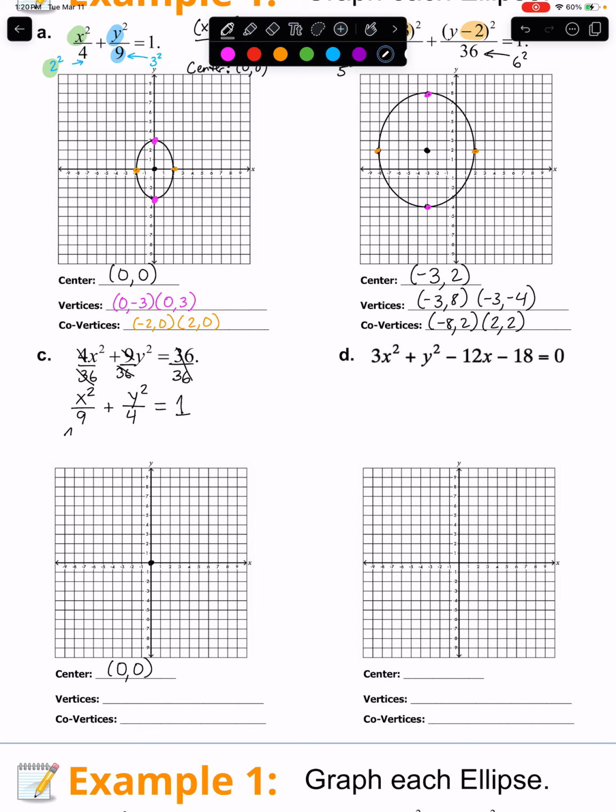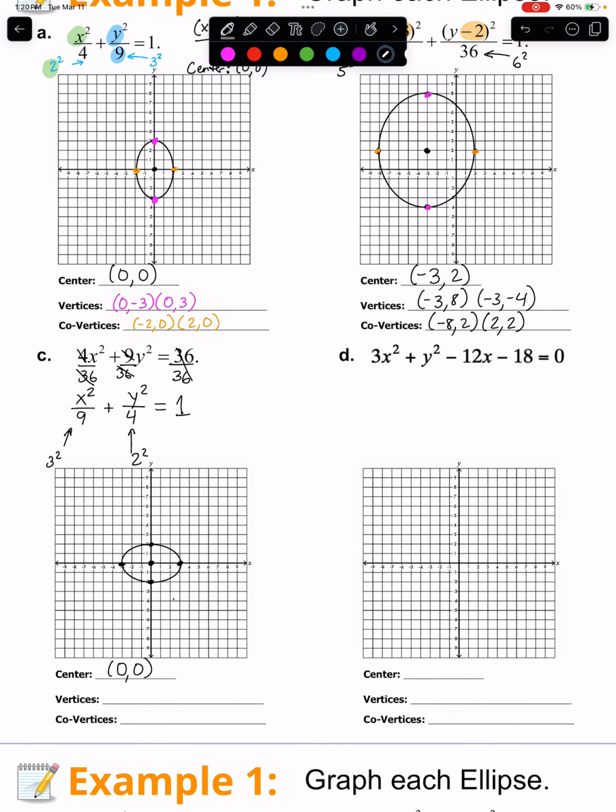And then I know that x is 3 squared and y is 2 squared. So my x-axis is moving by 3, and my y-axis is moving by 2. Okay, now I get to connect up the circle here. It's really an oval, right?